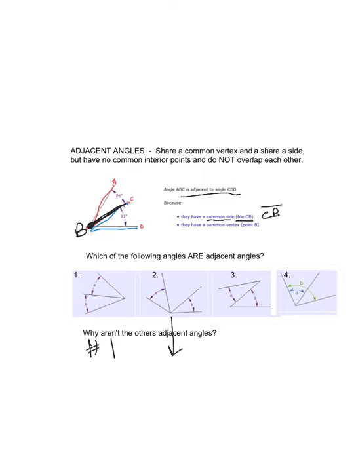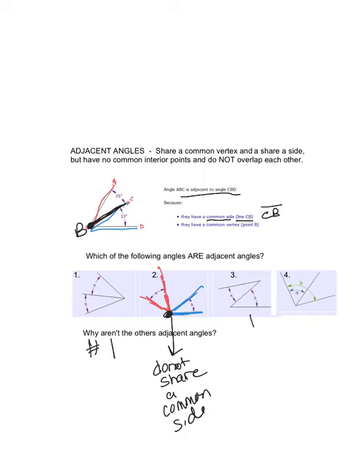Number 2 is not adjacent because they do not share a common side. Did you already figure that out? So this is one of my angles. This is another angle. They do not share a common side. They do share a common point, but you have to also share a common side.